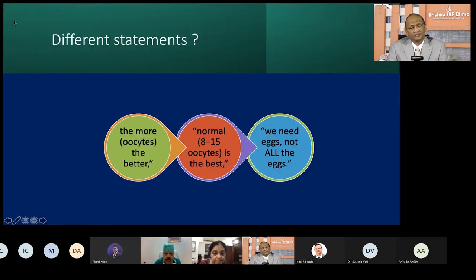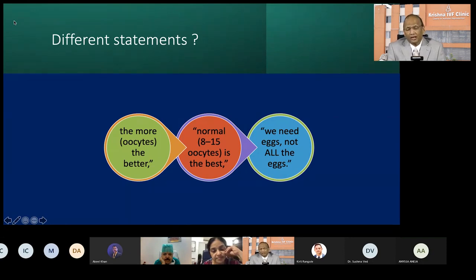The first thing is, we should have clarity on what we want, because the scientific leaders of our society around the world have put out different statements as follows. Some say the more oocytes the better, some say normal, that is 8 to 15 oocytes, is the best, others say we need eggs, not all the eggs, and then we have data saying 100 eggs will give 6.5 babies.